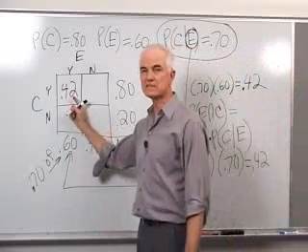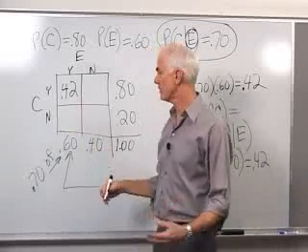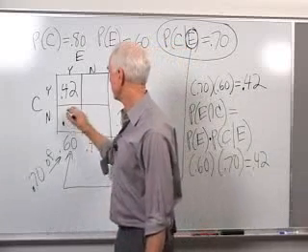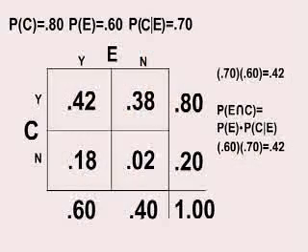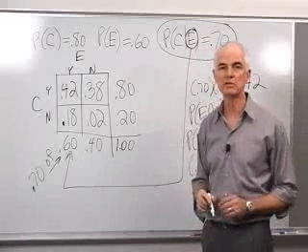Once we have one of these cells solved for, we can solve for all the other cells. As a result, we have 0.18 here, 0.38 here, and 0.02 here. And from there, we can solve for virtually any other probability that we want to know.